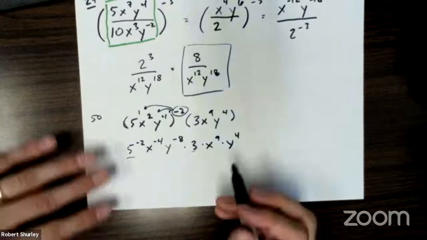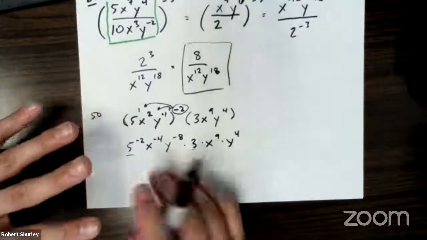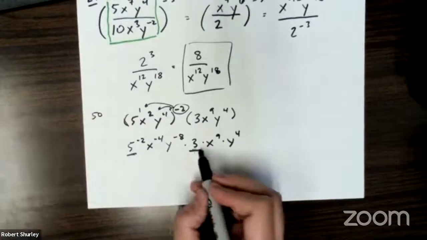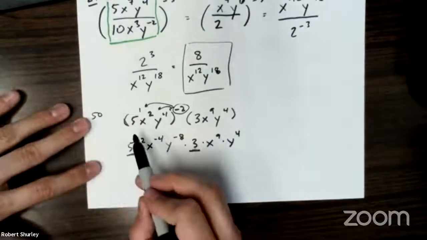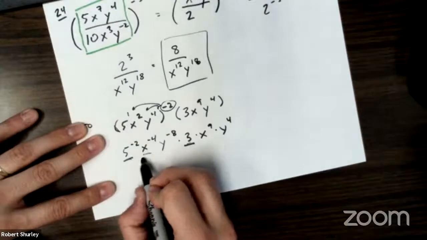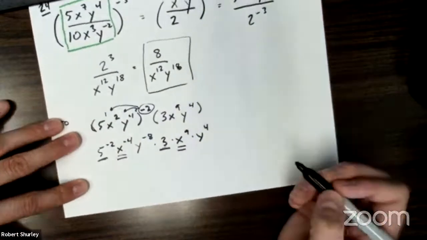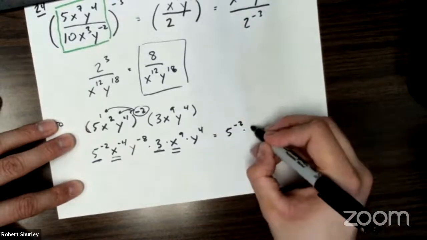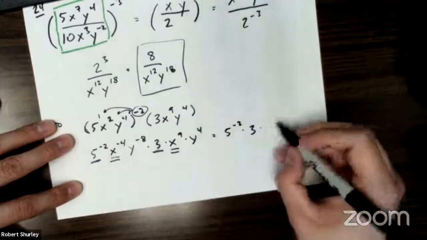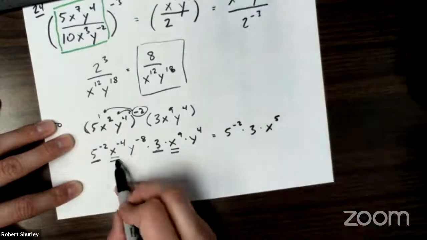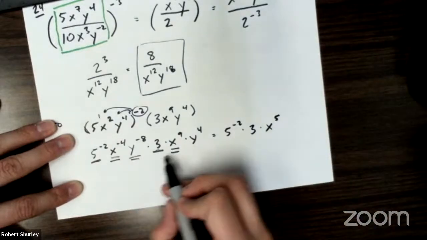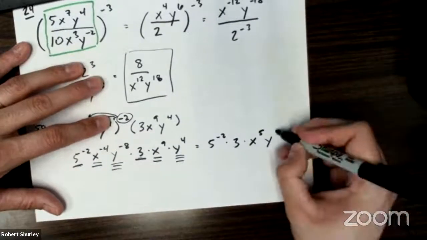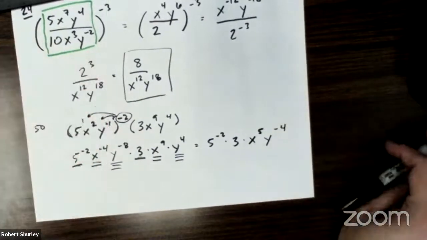So what I'm going to do now is combine the like terms and then simplify. These two are not like terms: 5 and 3, and we can't multiply them because of the negative exponent. So I'm going to combine the x to the -4 and the x to the 9th. I wind up with 5 to the -2 times 3 times x to the 5th. And then we've got y to the -8 and y to the +4, so that would be y to the -4.